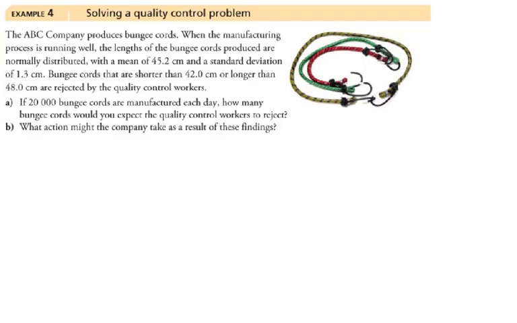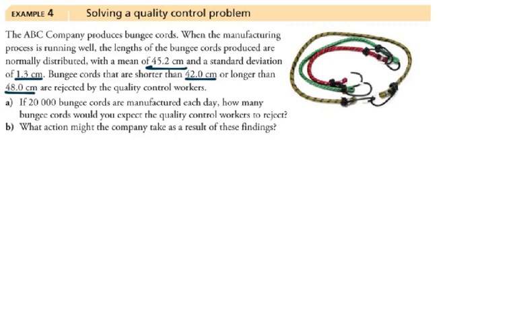ABC company, they make bungee cords. When the manufacturing process is running well, they have a normally distributed length of bungee cord. Mean is 45.2 centimeters, standard deviation is 1.3. And what the criteria say is that any bungee cord shorter than 42 or longer than 48 get rejected.